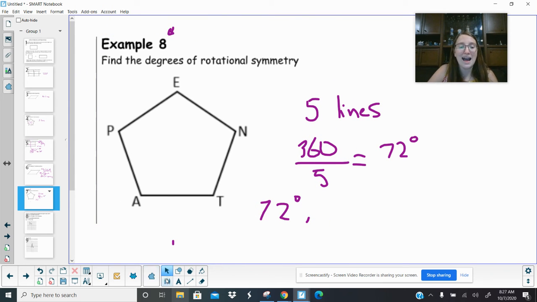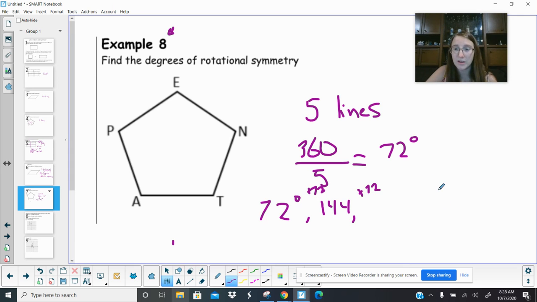So we're going to keep adding 72 degrees to get a list of different degrees that we could rotate it. So I'm going to go 72 plus 72 gives me 144. I'm going to add another 72. Go ahead, I want you to keep going from here. You're going to keep adding 72 and list your answers until you reach 360, and then you're done. Go ahead and give it a shot.